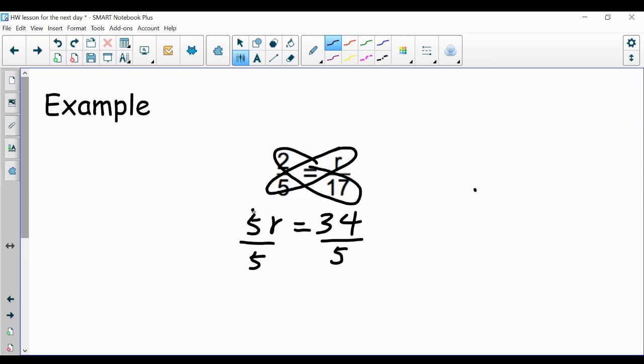Okay. So 5 divided by 5 cancels out because it's equal to 1. 1 times r is equal to r, equal to 34 divided by 5. Okay, I'm using the calculator.